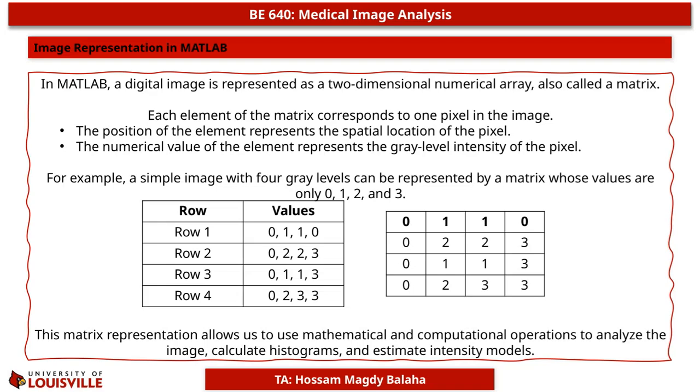In MATLAB, a digital image is handled as data, specifically a two-dimensional numerical array or matrix. Each matrix element represents one pixel. Its row and column identify the pixel's spatial location, while its numerical value describes the pixel's gray level intensity. The example on this slide uses a simple 4x4 matrix with only 4 possible intensity values, 0, 1, 2, and 3. A value of 0 represents the lowest intensity in this example, and higher values represent progressively brighter gray levels. The arrangement of those values across the rows and columns forms the image's spatial pattern.